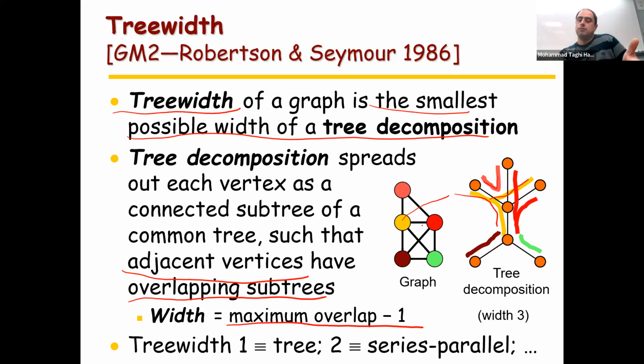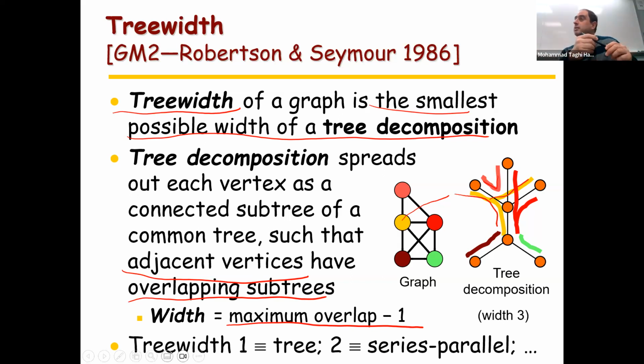Yes, of course. You can overlap everything into just one vertex, but then the width would be, if the maximum overlap is n, because n trees are there, n minus 1. So this is the definition. This is a tree. You want to embed it such that every two adjacent vertices have corresponding trees that share a vertex, and you want to minimize the width of this tree, which is the maximum overlap minus 1.